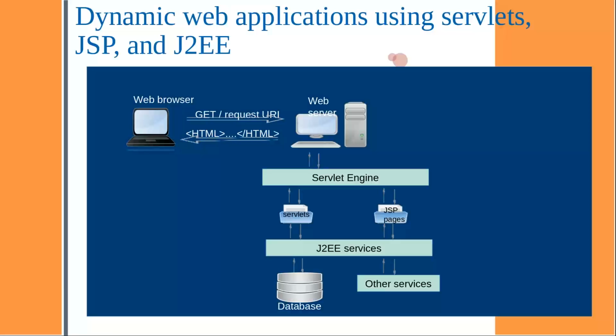Here, the request from the client goes in the form of a request URI to the web server. The web server uses the servlet engine, and from there the request is taken either by the servlets or it can be the JSP pages. So the request can go to the J2EE servlets, and they can use J2EE services and other services like messaging and mailing. JMS-like services can be used.